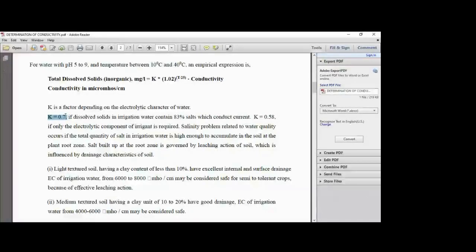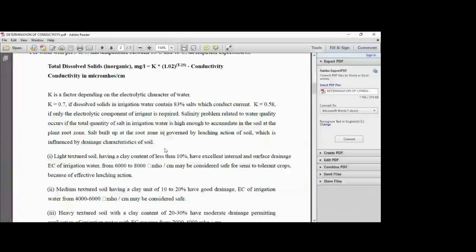So K is equal to 0.7 if the dissolved salts in the irrigation water contain 83% of salts which conduct current. K is equal to 0.58 if only the electrolyte component of the irrigant is required. So you can take different values of K depending upon the nature of the electrolytic character of the water. There is a standard table available regarding this, so you can select a K value, right? T is the temperature here, and conductivity is in micromoles per centimeter. So you will get the value of the inorganic total dissolved solids in mg per liter by using this formula, right?